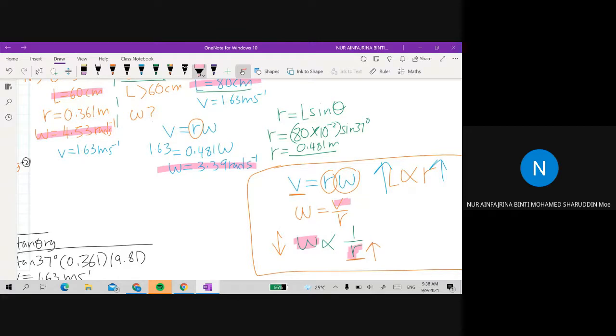Okay, contohnya macam Miss cakap lah. So we know length is directly proportional to radius. Bila your length increase, your radius akan increase. So now, when your radius increase, your angular velocity will decrease. Why? Because dia adalah inversely proportional. Okay, boleh ke?